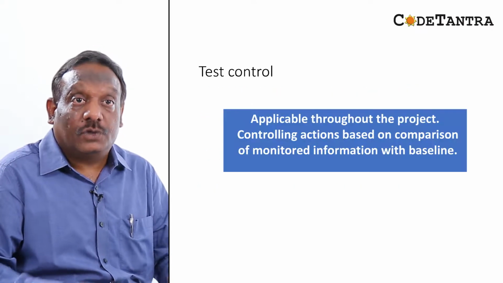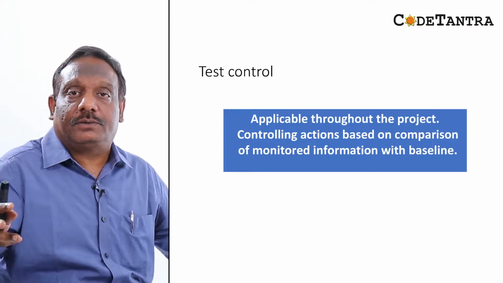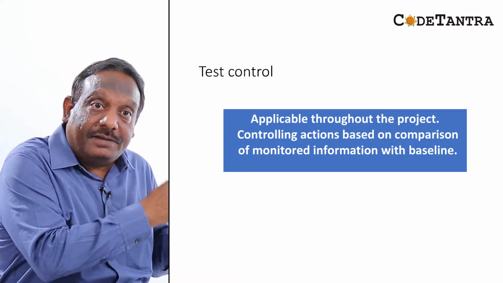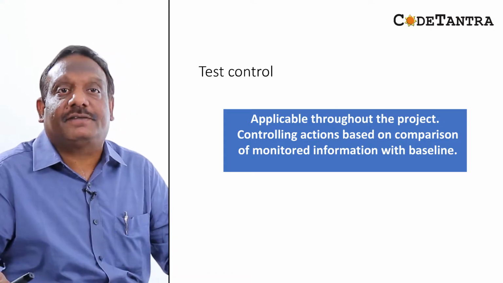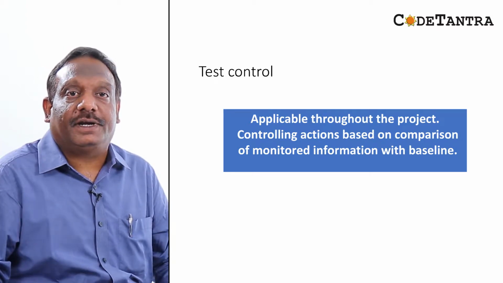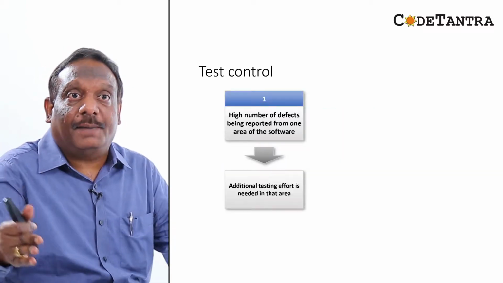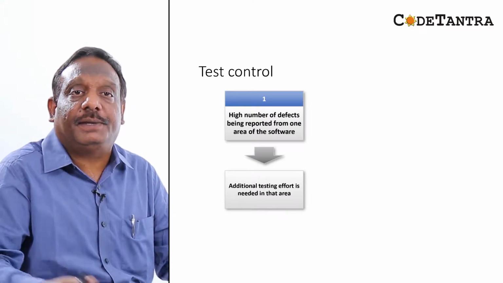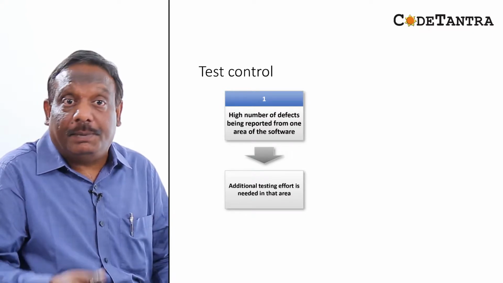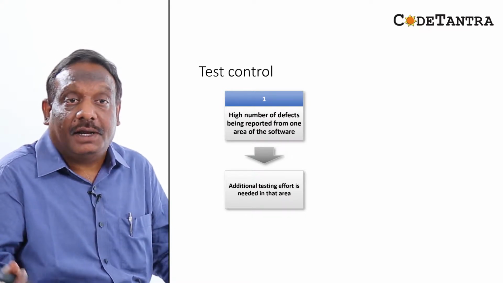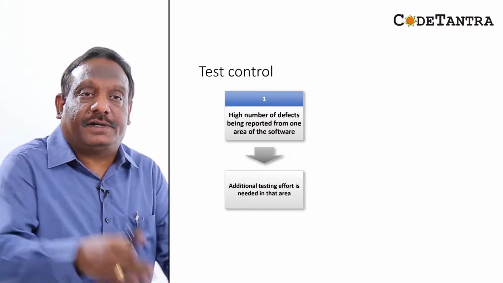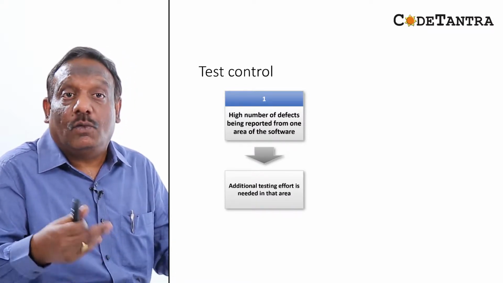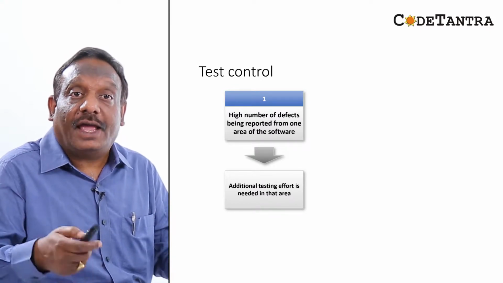So test control is applicable throughout the project, and controlling actions are based on comparison of monitored information with the baseline. So that is the important point there. So a typical example of a test control is, let's say you are a manager, you have seen a high number of defects being reported from one area of the software. Maybe potentially what you will do as a test manager is put more effort into that area because you are finding more defects. So that can be one potential test control activity you may do.